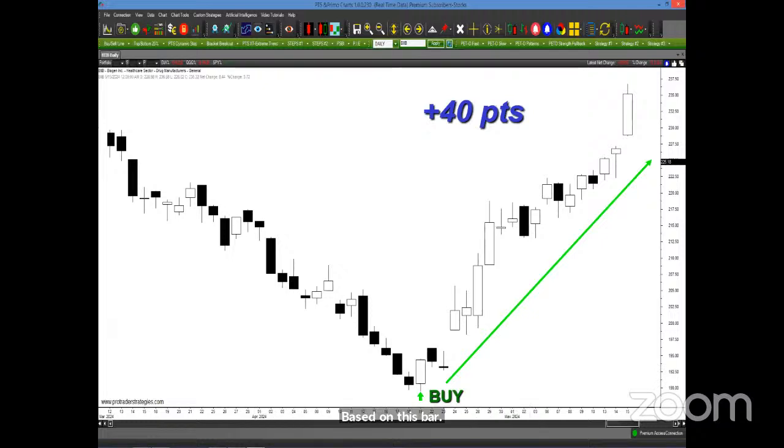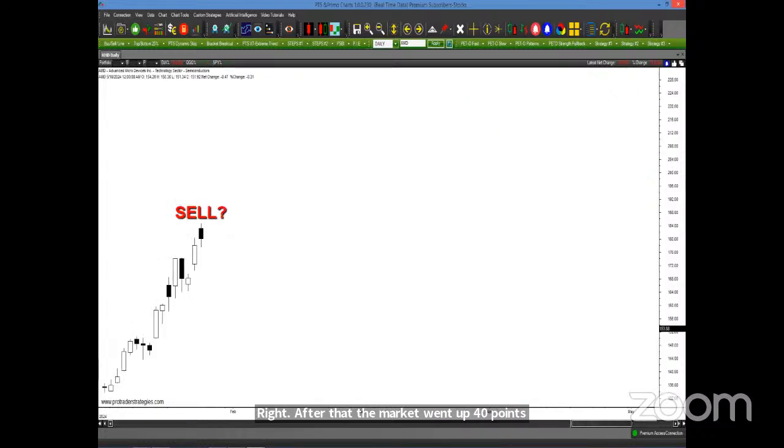Right after that, the market went up 40 points. Here's another example in AMD, okay? Now, someone looking at this would say, well, gosh, Steve, that guy in that chat room says you have to sell this. All the indicators are overbought. It's never been this extremely high before in such a short time, so you got to sell, right?